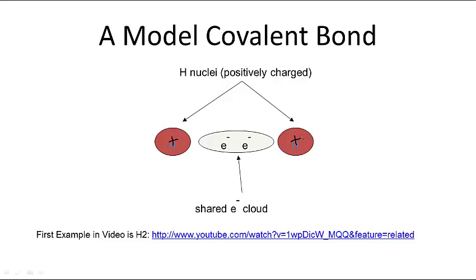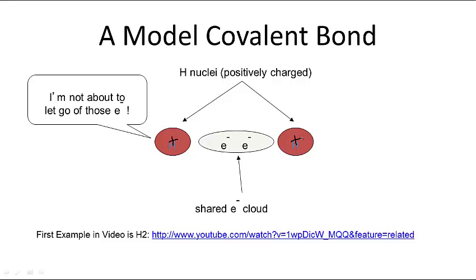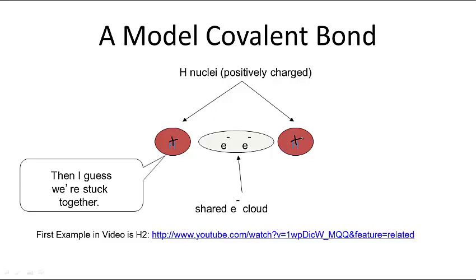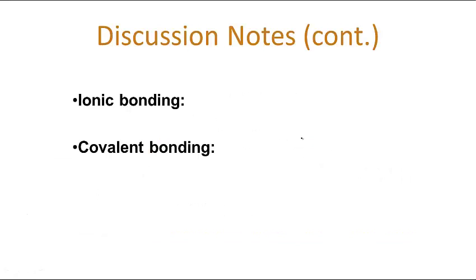So here's the positively charged nuclei, like I was explaining, and the shared electron cloud. This hydrogen says, I'm not going to let go of these electrons. This says, neither am I. Then I guess we're stuck together. Oh, I mixed the voices up. Don't worry about it. Works for me. Okay, so they stick together because both of the nuclei are attracted to the shared electrons.